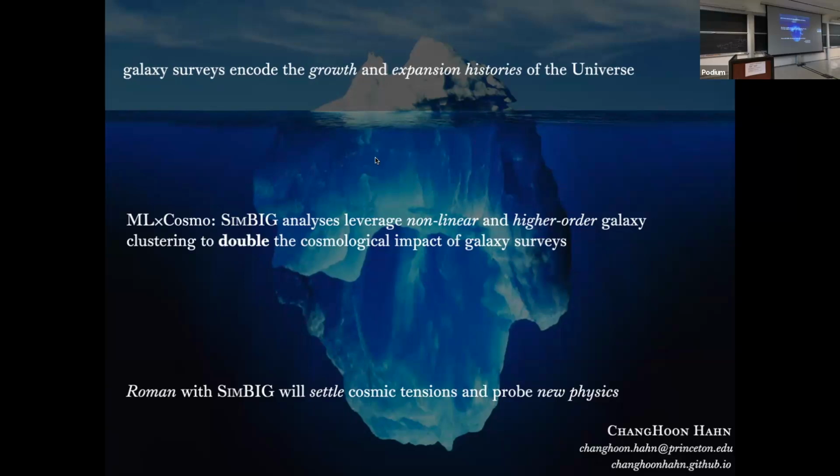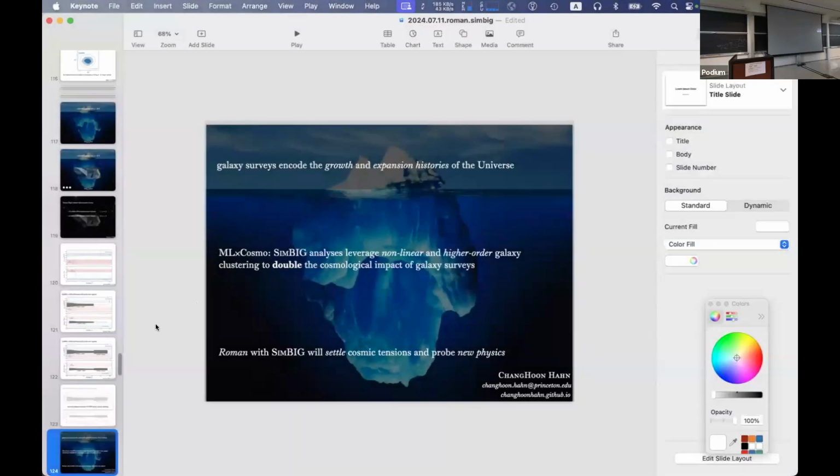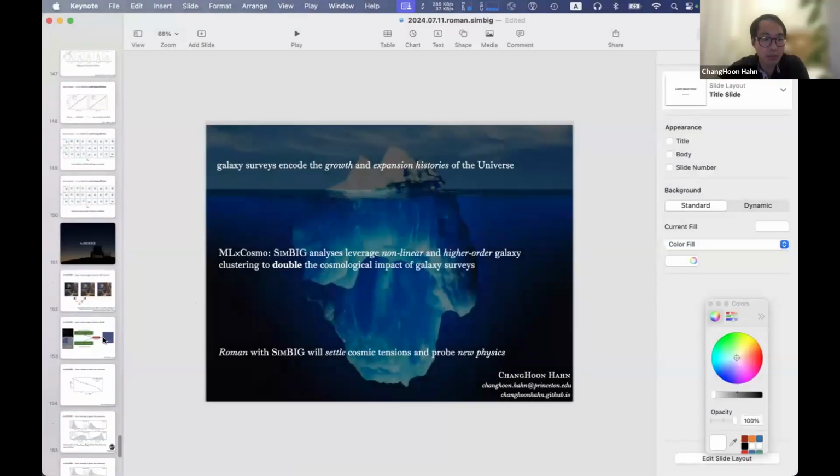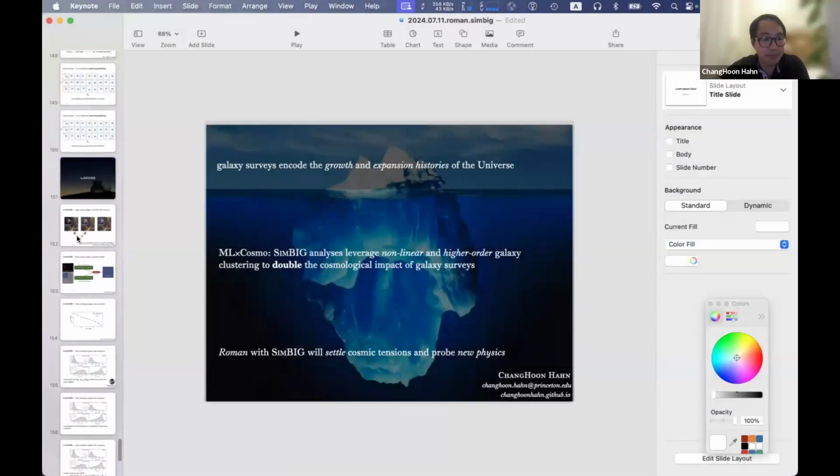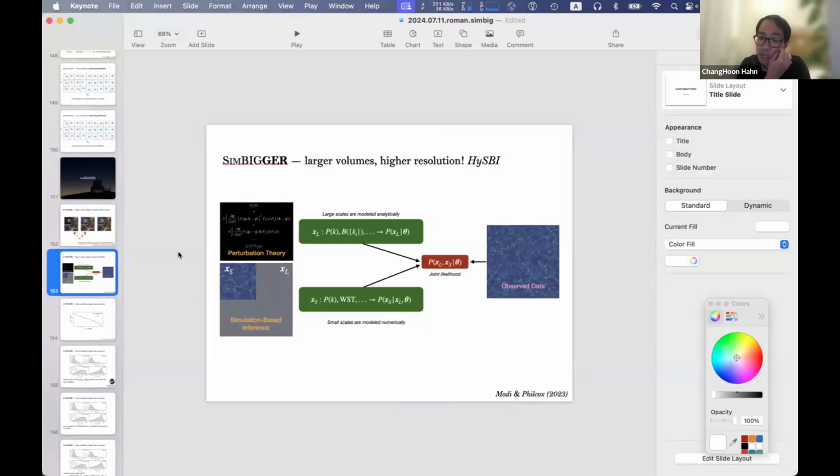So the approach that we're working on now for SIMBIG 2, or SIMBIGger, is the hybrid simulation-based inference approach that was introduced by Chirag Modi and Oliver Philcox, where you split the likelihood into the likelihood from the large scales and the likelihood from the small scales. For the large scales, you use a perturbative approach, and for the small scales, you would use simulations.